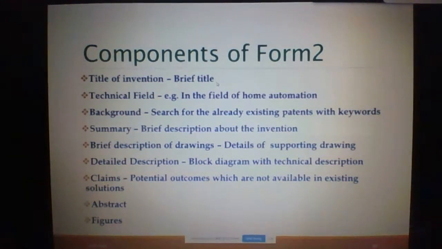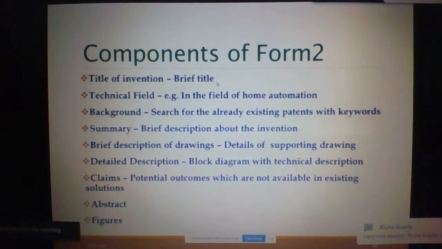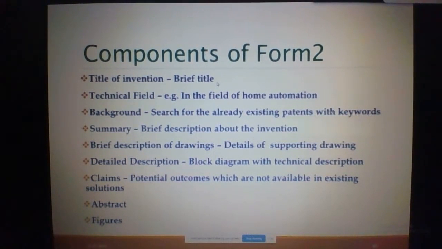For example, suppose I am designing a device for solving a problem of the home, automating the home. If you are thinking, yes, I am solving this in a different way which did not exist earlier, then this is the field. Either mechanical engineering, or are you filing your patent in the forensic science field, or plants?